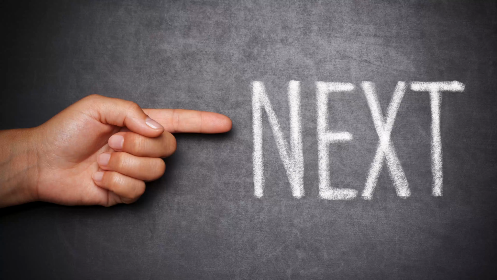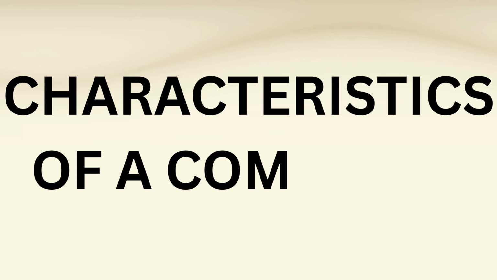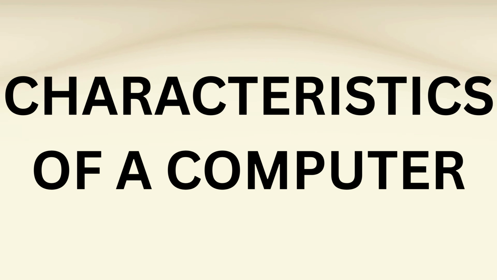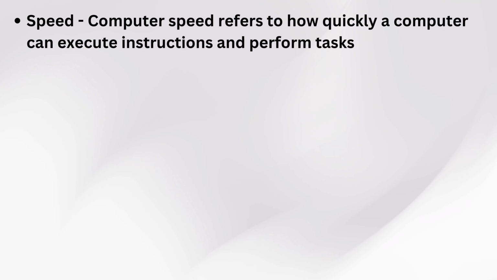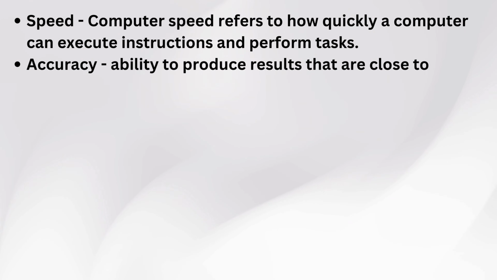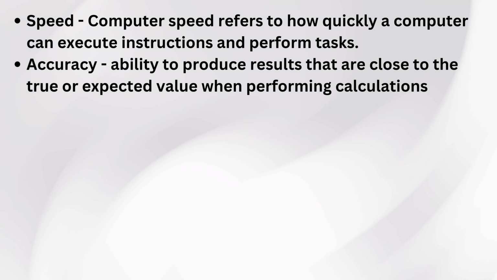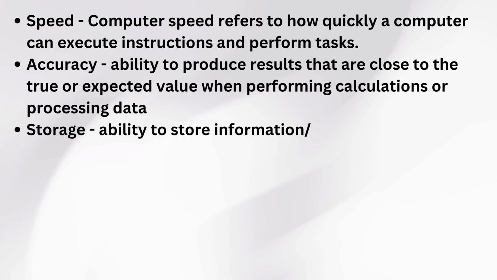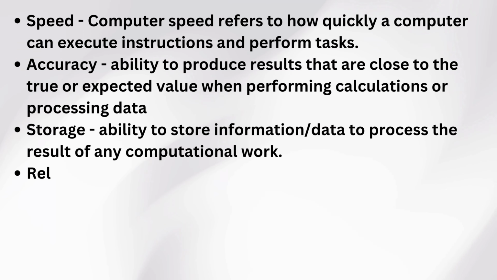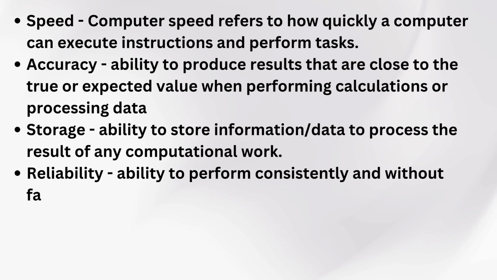Now, without wasting much of our time, I'm going to talk to you about the characteristics of a computer. Why do people prefer computers? What are the features of a computer? A computer can be characterized based on its speed. Yes, we know computers to have very good speed. It also has accuracy.